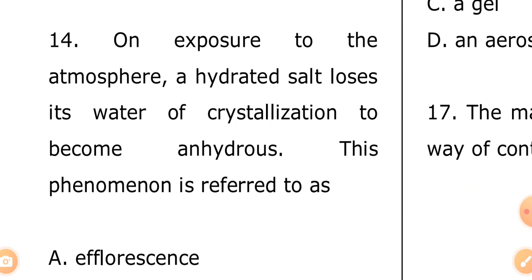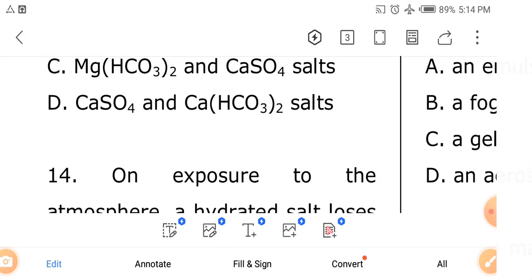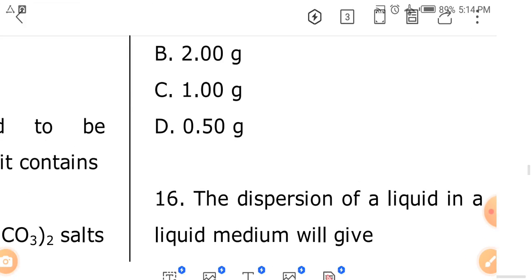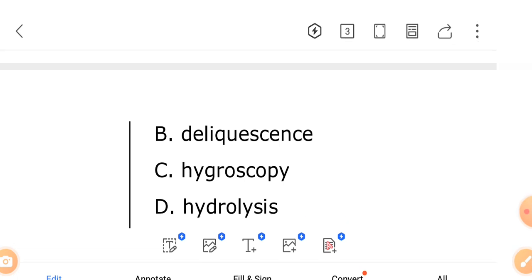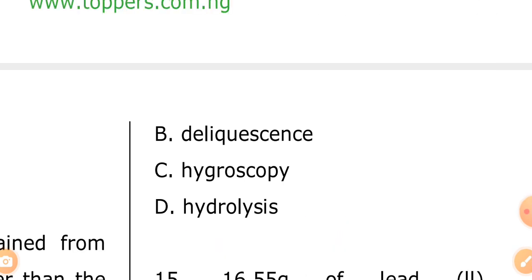On exposure to the atmosphere, a hydrated salt loses its water of crystallization to become anhydrous. This phenomenon is referred to as dash. A. Fluorescence, B. Deliquescence, C. Hygroscopy, D. Hydrolysis.